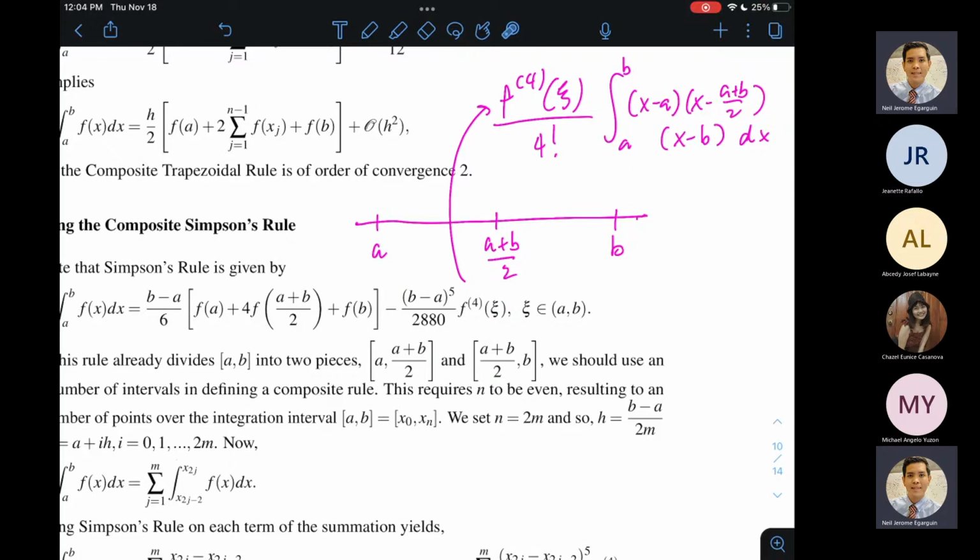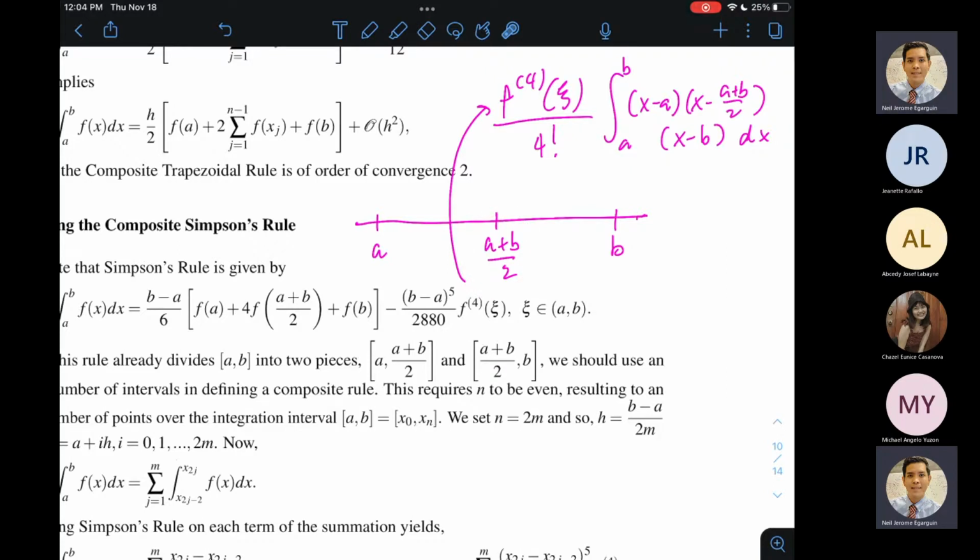Okay, yung makukuha niyo yung error term ay b minus a to the 5th all over 2880. Okay, and again, you have this mysterious factor, all right? So this is the fourth derivative evaluated at the number c. Okay, so medyo kakaiba yung sa composite Simpsons rule kasi sa bawat application ng Simpsons rule, kailangan natin ng isang intermediate point. So ibig sabihin, sa bawat subinterval, kailangan meron tayong additional na isang point.